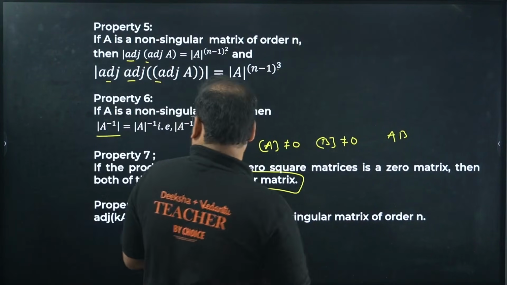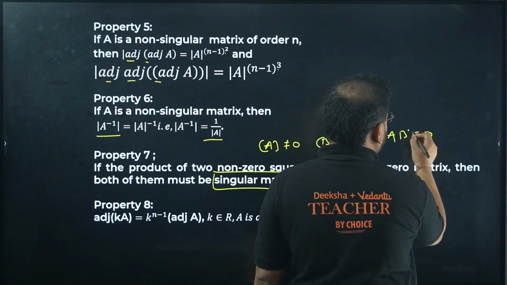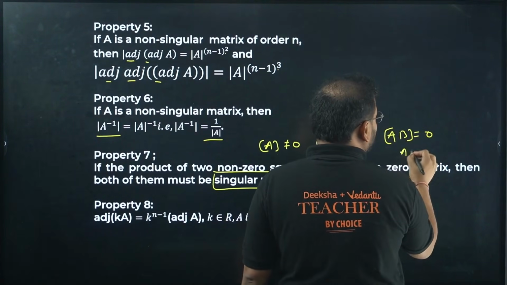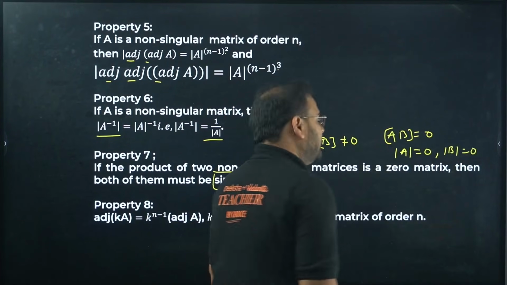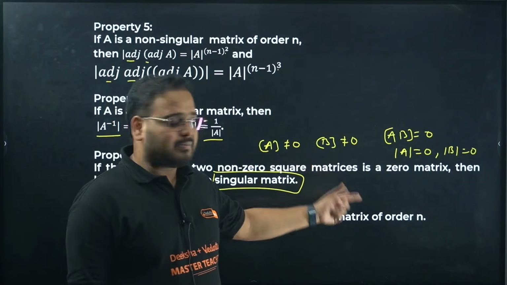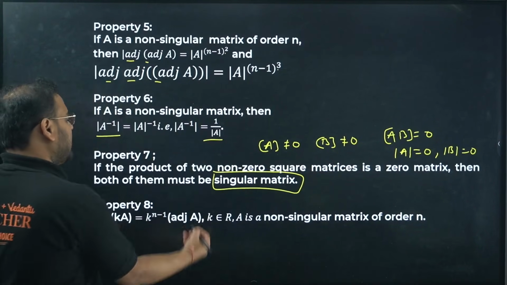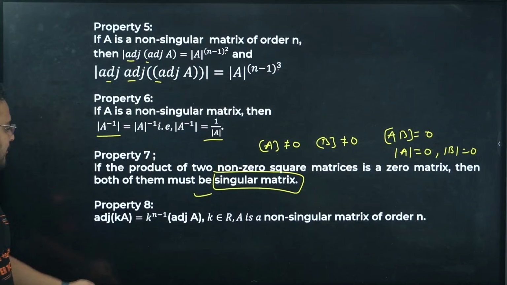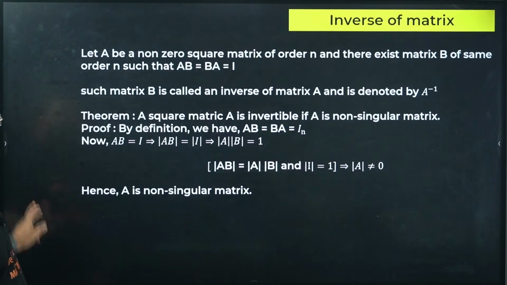Yes, if the product of two non-zero matrices is 0, means when AB is coming as 0, it means that determinant of A will be 0 and determinant of B will be 0. They are not zero matrices, but the product is 0. It means determinant of A and determinant of B will be 0 because they are both going to be singular matrices. Adjoint of K A is given as K power n minus 1 adjoint of A. Some properties, remember this please.